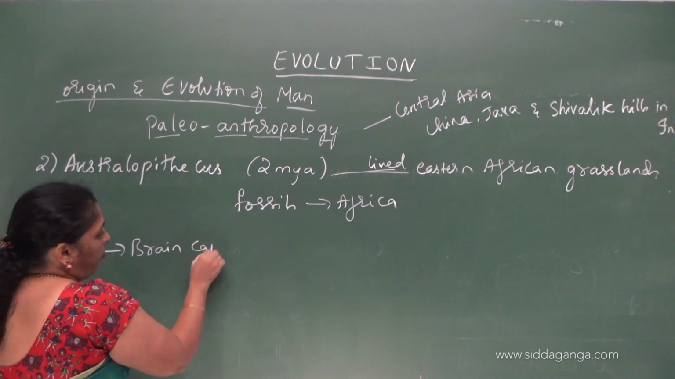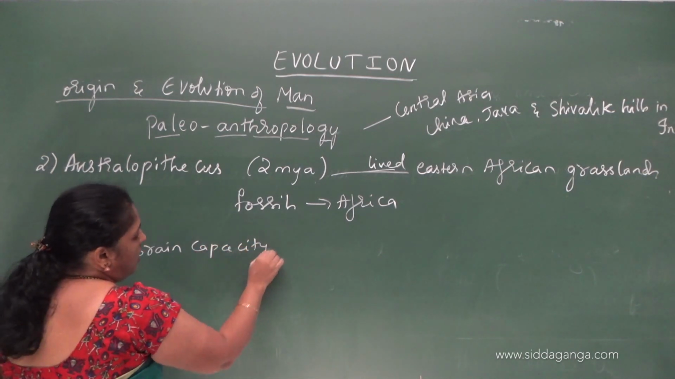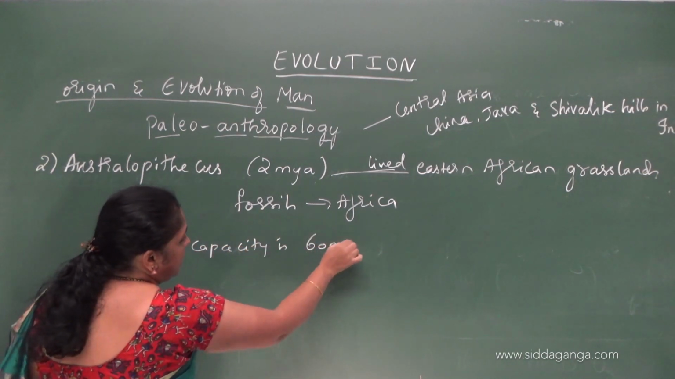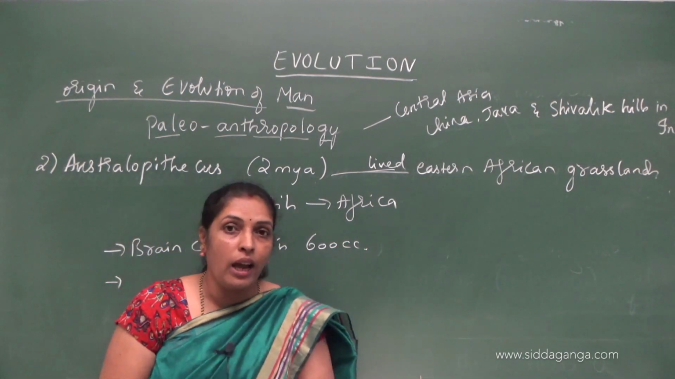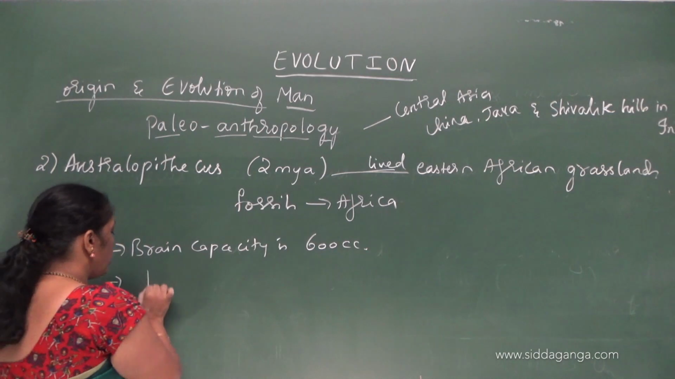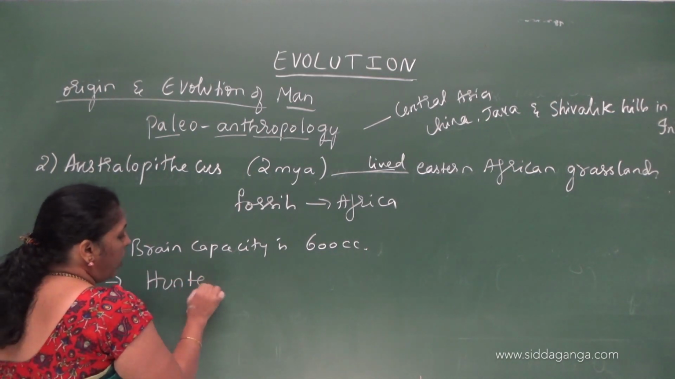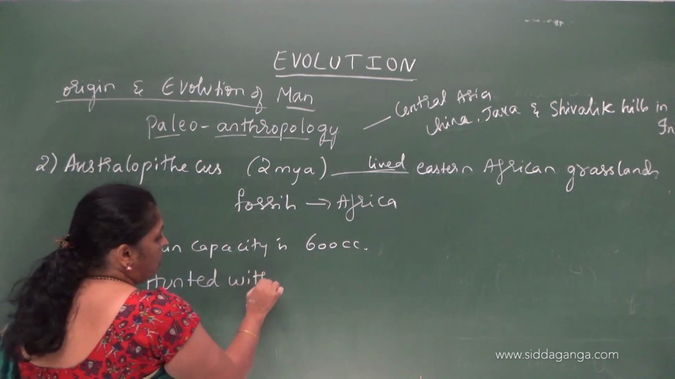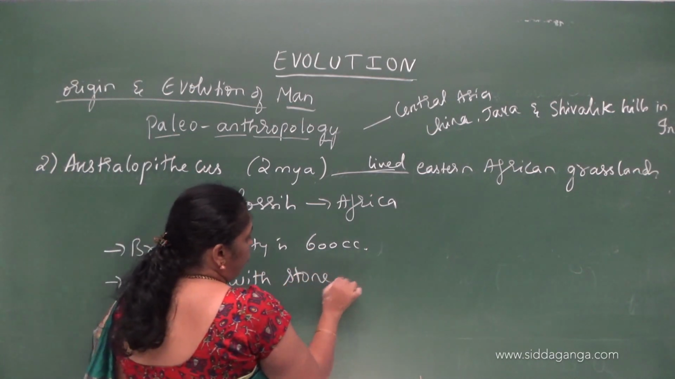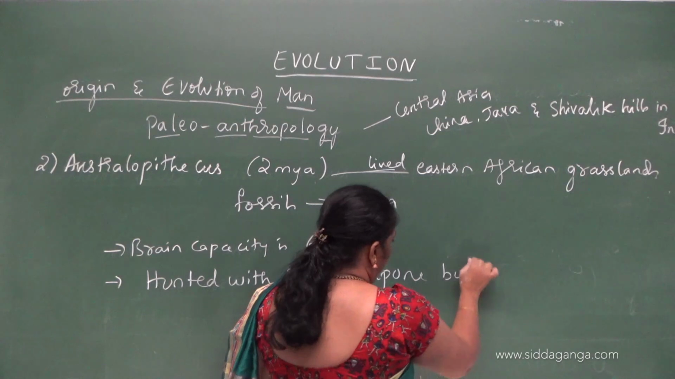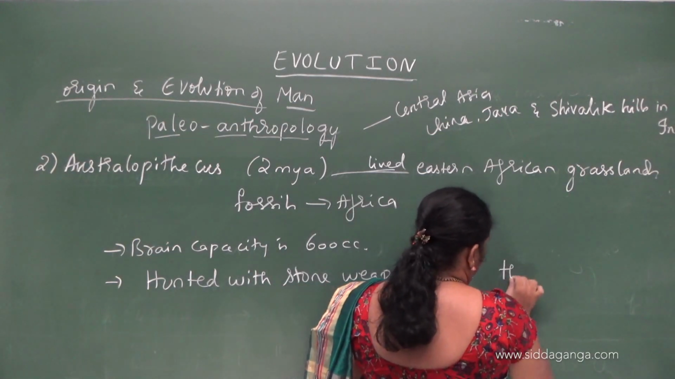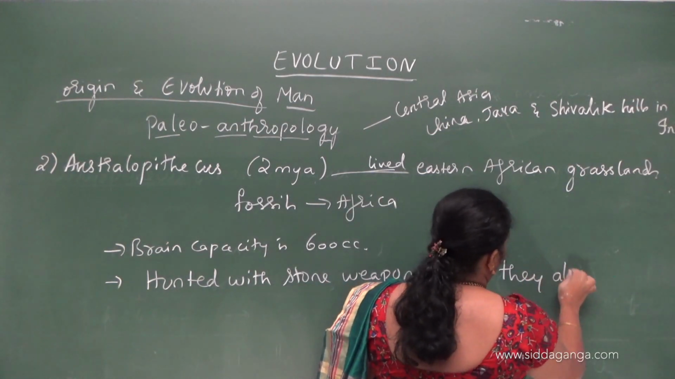brain capacity of 600 cc. And the study of fossils tells that they hunted with stone weapons, but they ate fruit.